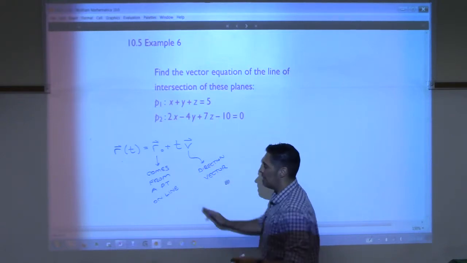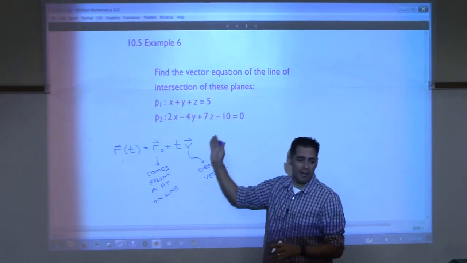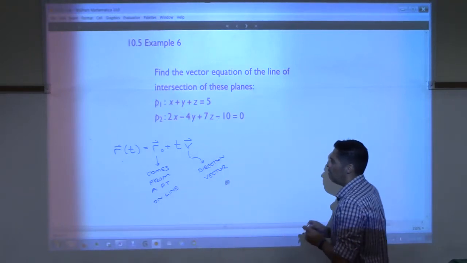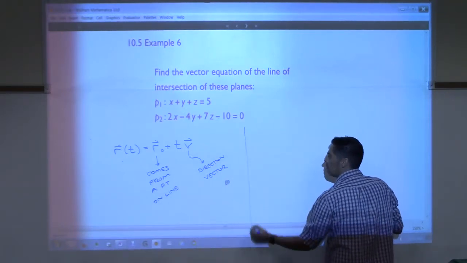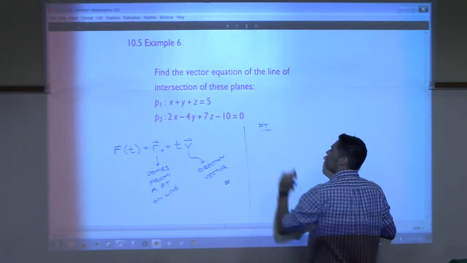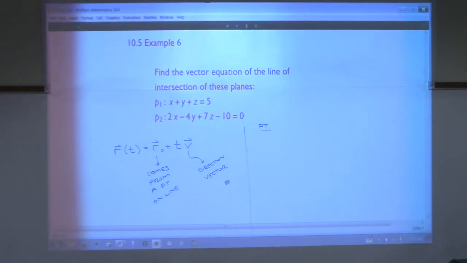So that's why I was saying we need to find these two things, a point on the line and a direction vector. I want to go after the point first. So for the point, can you give me a point that lives on both of those planes? How would you go about trying to find a point that lives on both of those?